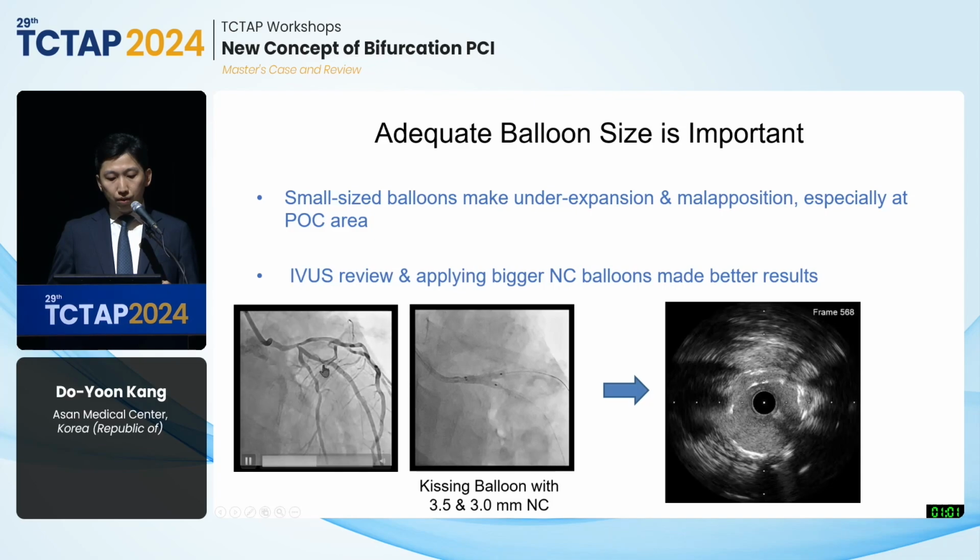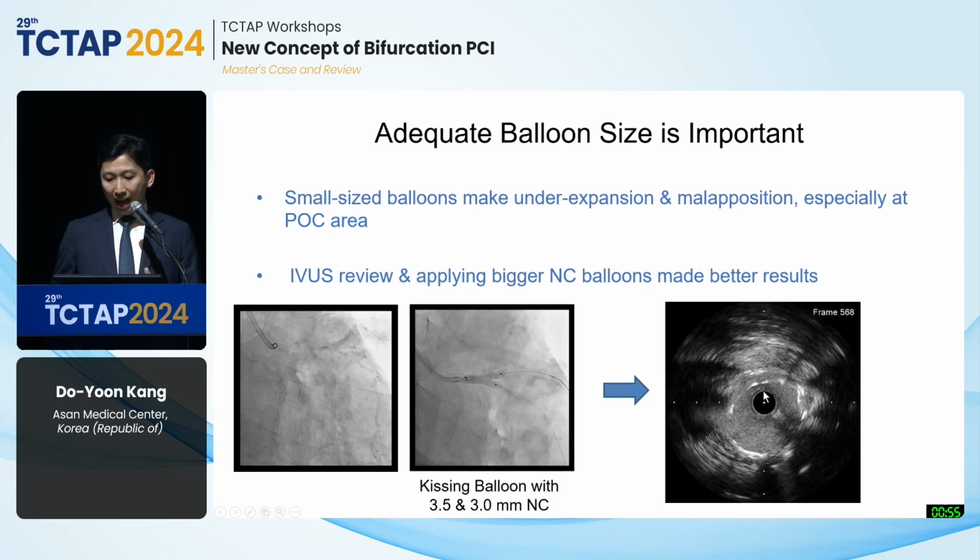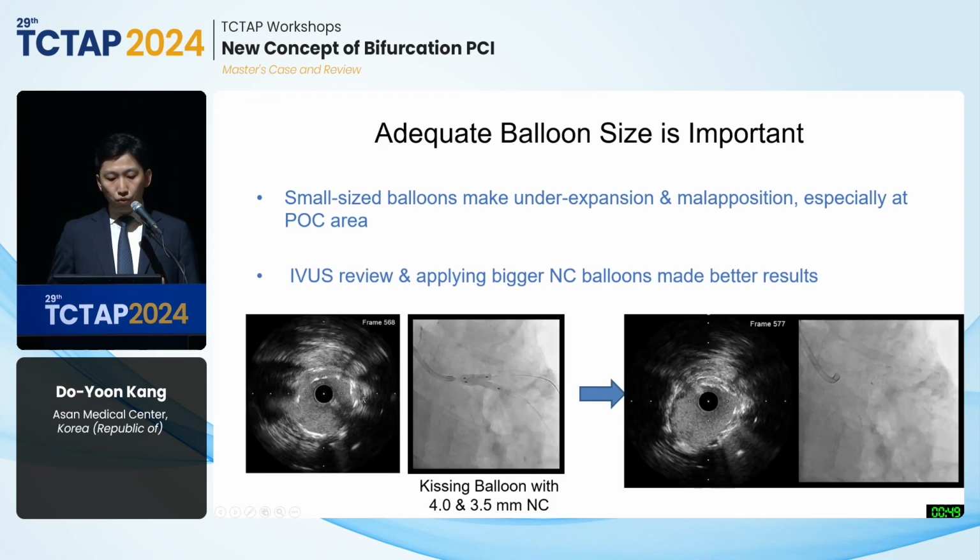This is an example where left main 3.5 and 3.0 NC kissing was done. It's large enough. However, in IVUS, there was a gap and malposition at the POC area. So after IVUS review, we applied bigger 4.0 and 3.5 NC balloons, and then you can see that the carina is well placed without malposition. Angiographically, we cannot discriminate. In intravascular imaging, there is some difference.